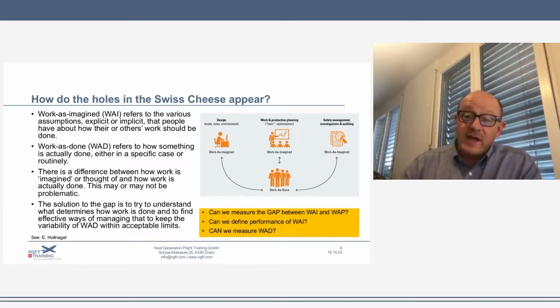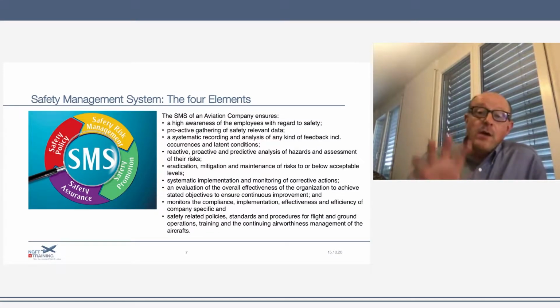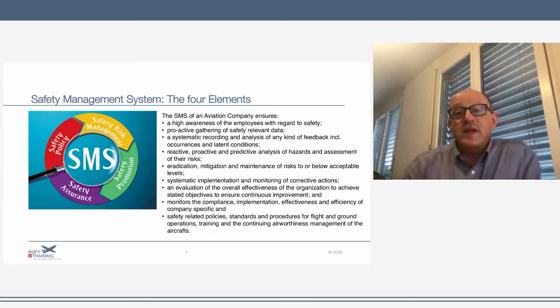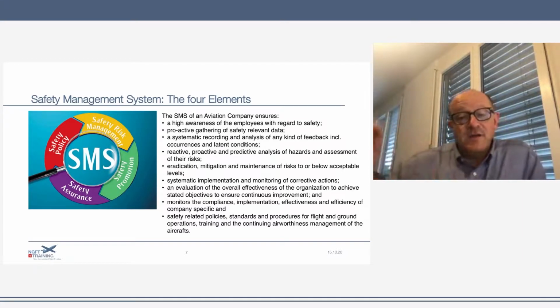Now that leads to the last point in the yellow part here. Can we measure work as done? And here we have, again, a question that we need to follow up in the next few minutes. So when we look at the safety management system, where are safety performance indicators and safety performance targets defined? That's part of the safety assurance element, which is right here, okay?